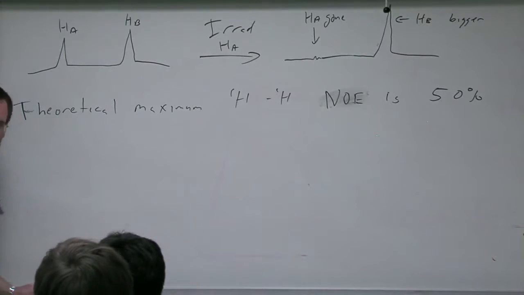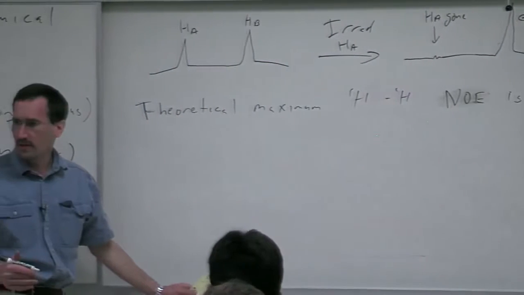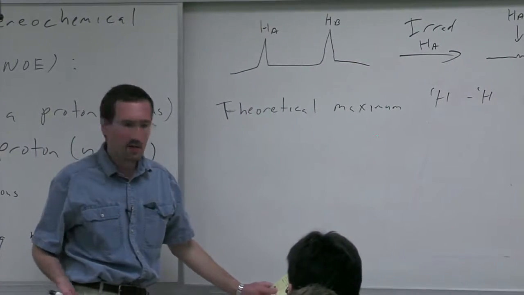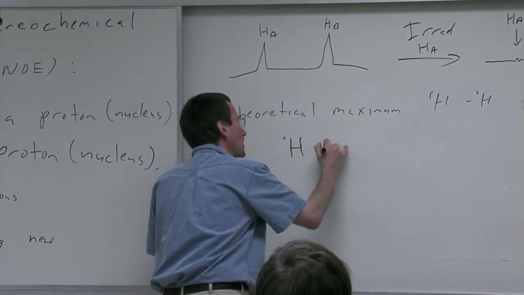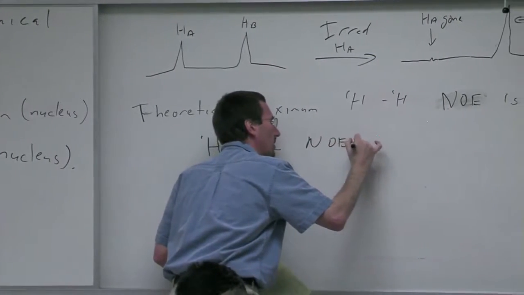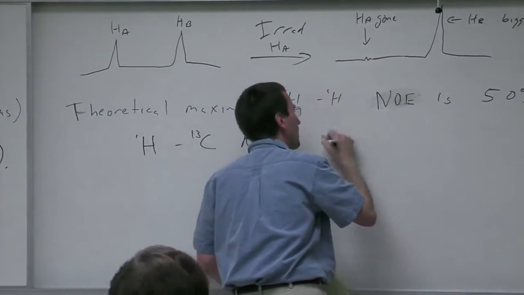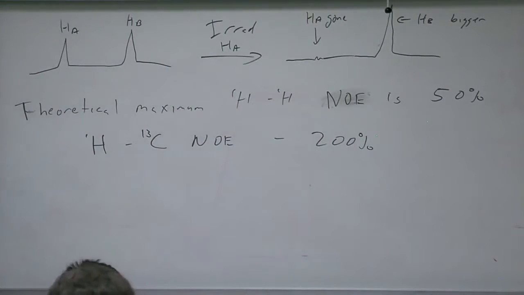Now, I said this effect affects carbon, and because of the difference in magnetogyric ratio between proton and carbon, you actually have a bigger effect. So with H1 to C13 NOE, the theoretical effect is actually 200%. So there you can have a peak get substantially bigger.